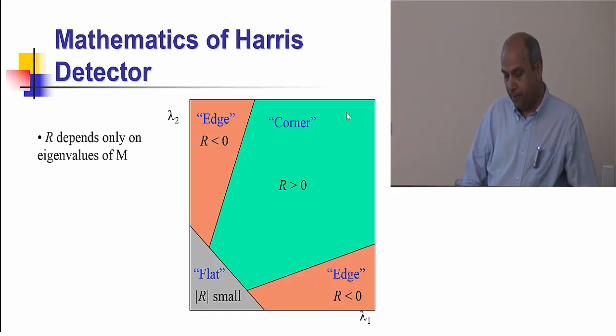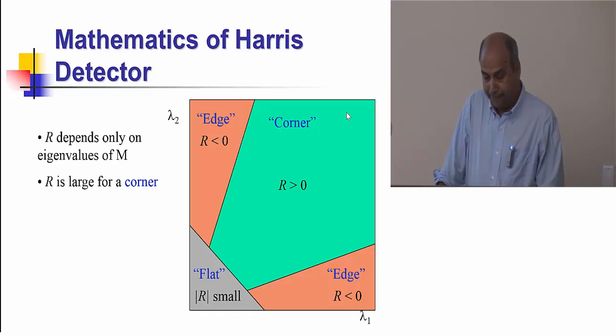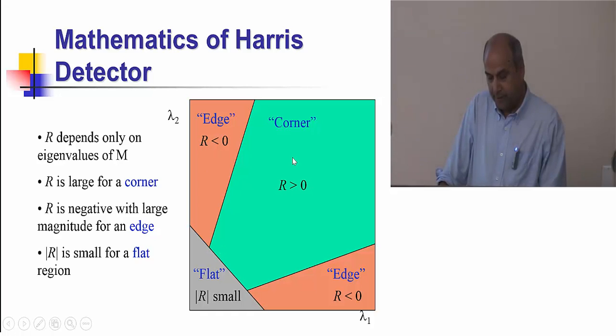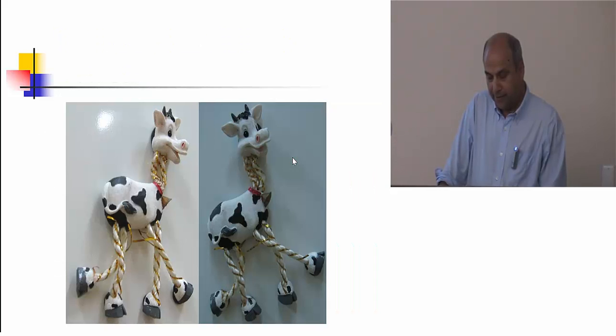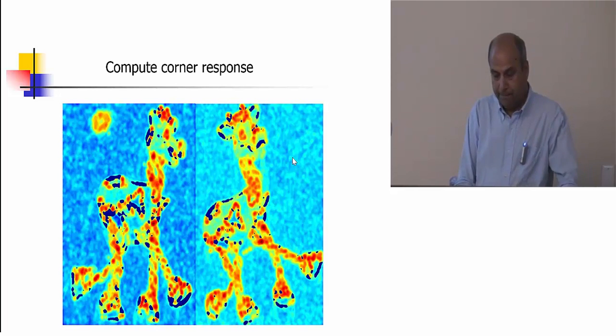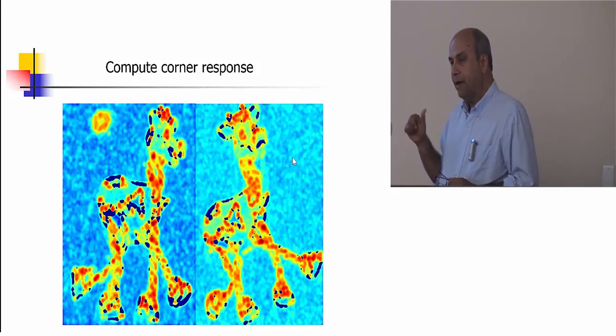So R depends only on the eigenvalues of M. R is large for a corner, and R is negative with large magnitude for edges, as you see here. This is an edge, this is an edge, this is flat, and this is the corner. That's the idea. So given these two images, at each point we will have the cornerness, that R value.